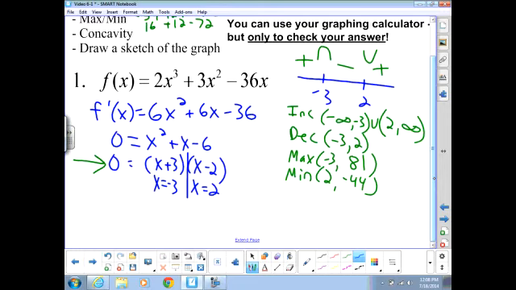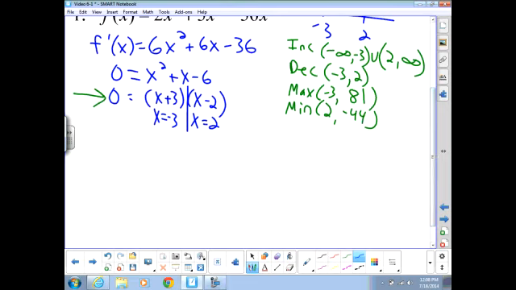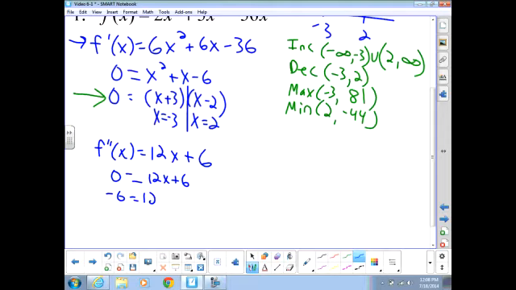And we'll move on to our second derivative. Now we've got to take it from here. So f double prime is equal to 12x plus 6. We'll set that equal to 0. We'll get negative 6 is equal to 12x, and x will be equal to negative 1/2. Again, it's linear. It'll be defined everywhere, so the negative 1/2 is our only value.